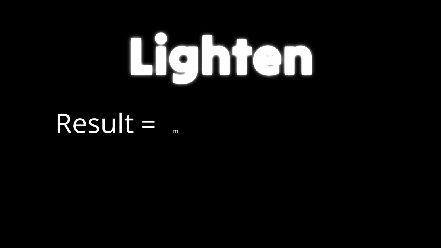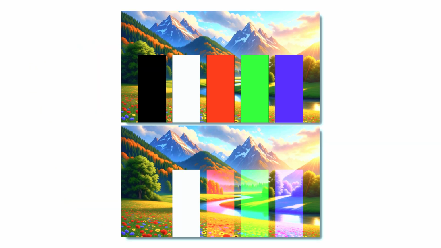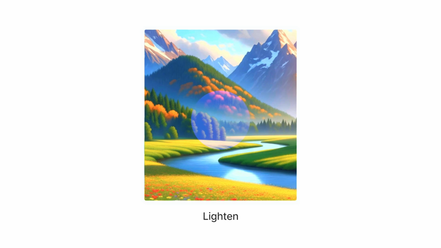The lighten mode compares each pixel of the blend and base layers and keeps whichever is lighter. Looking at the example, the black rectangle disappears because it's darker than everything behind it. White stays fully visible and colors show through only where they're lighter than the background. Lighten is useful for removing dark areas from textures or overlays.